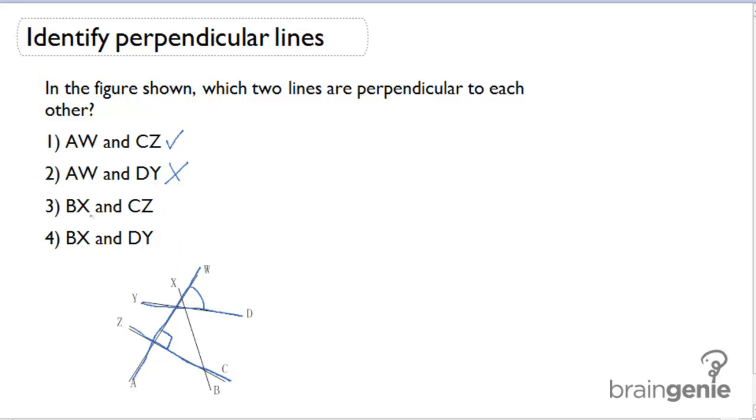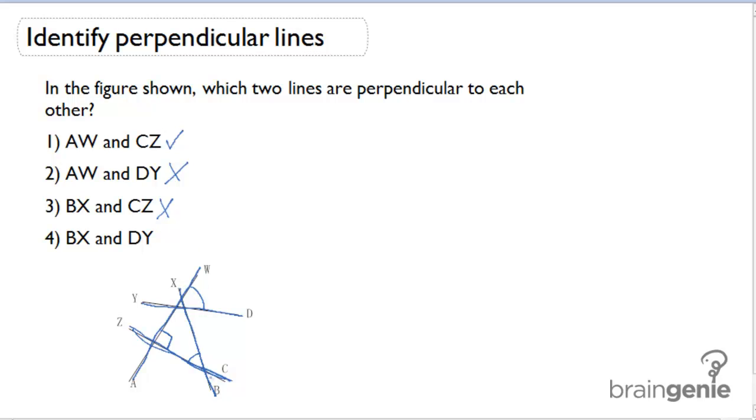Answer choice 3 has BX, which is this line right here. I'll shade it down in blue. And CZ, this other one that we've already shaded. I'll reshade so it looks a little bit darker. As you can see, this angle formed between these two lines is certainly much smaller than 90 degrees, so these are not going to be perpendicular lines.